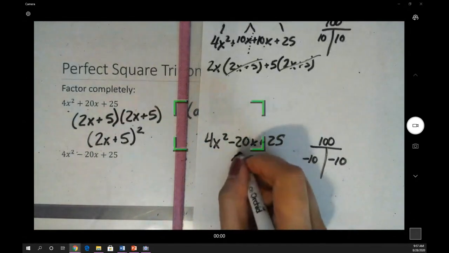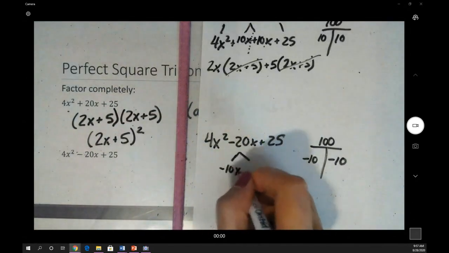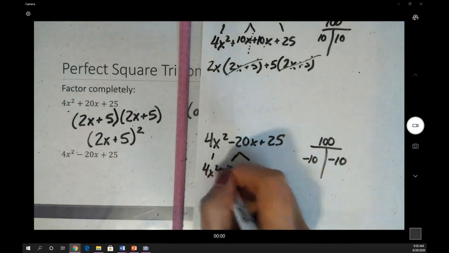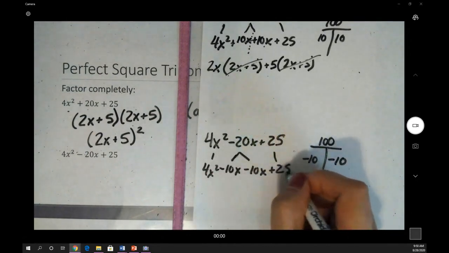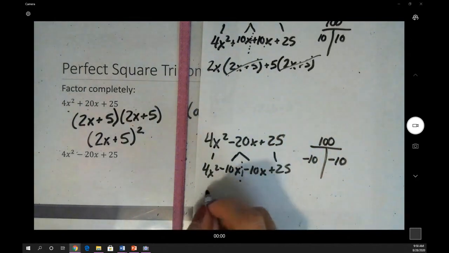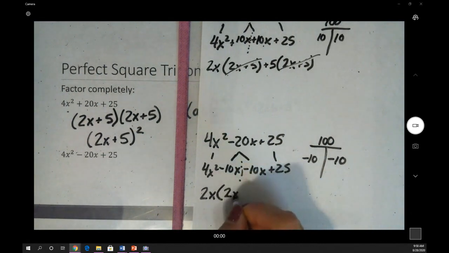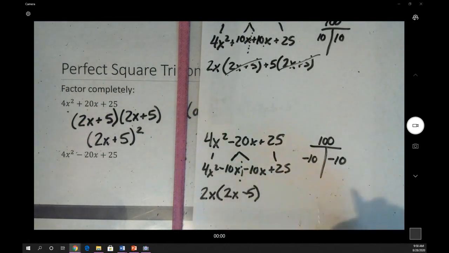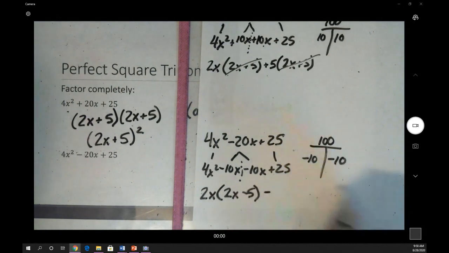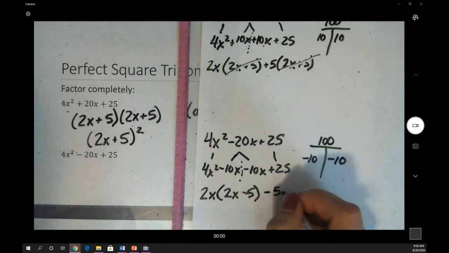So if I break my negative 20x into a negative 10x and a negative 10x, bring down my 4x squared, bring down my positive 25, break it down the middle. 4x squared and 10x, they still have a 2x in common, but in parentheses we'll be left with 2x minus 5. In parentheses, I need to factor out a negative this time because it's the first sign after the dotted line. We still have a 5 in common.